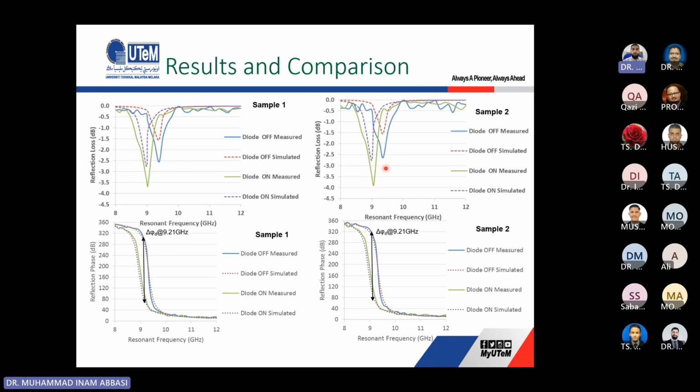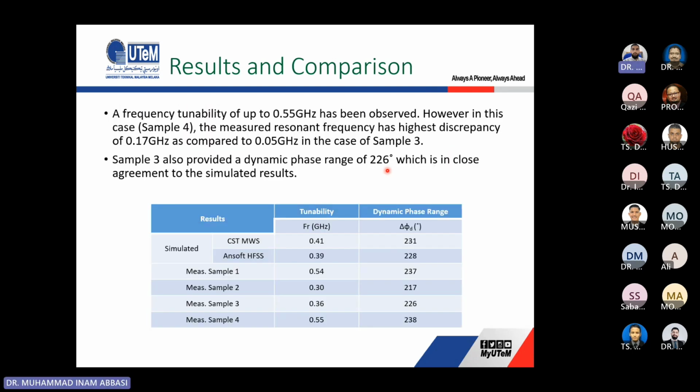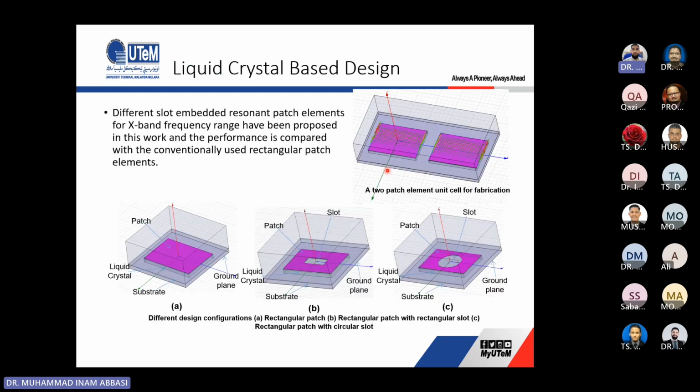So basically, we have shown that we can switch our frequency from one point to another using pin diodes with the unit cells. These are the details of the results. I think I will skip this part. We can discuss later if someone is interested in this part.